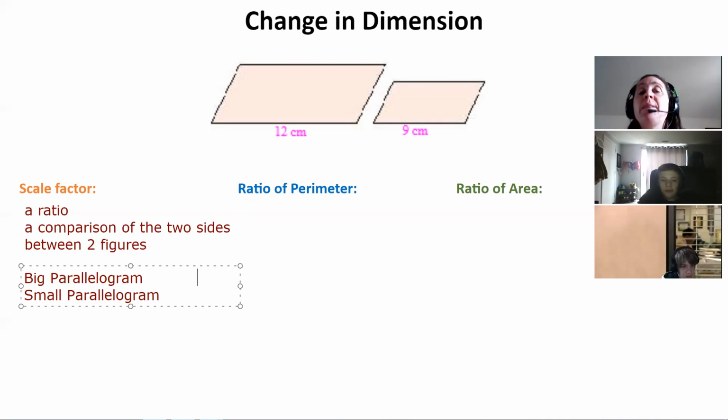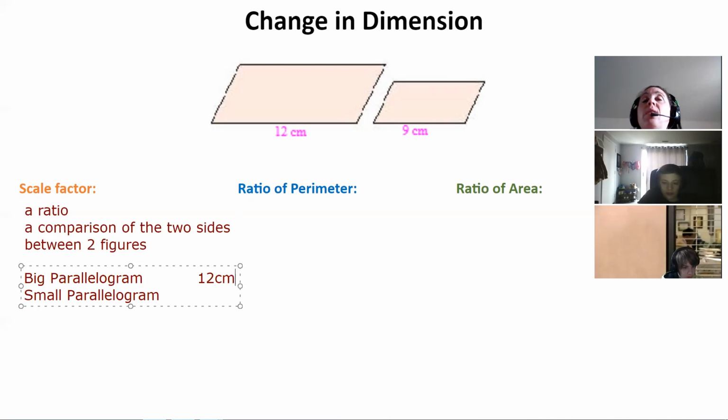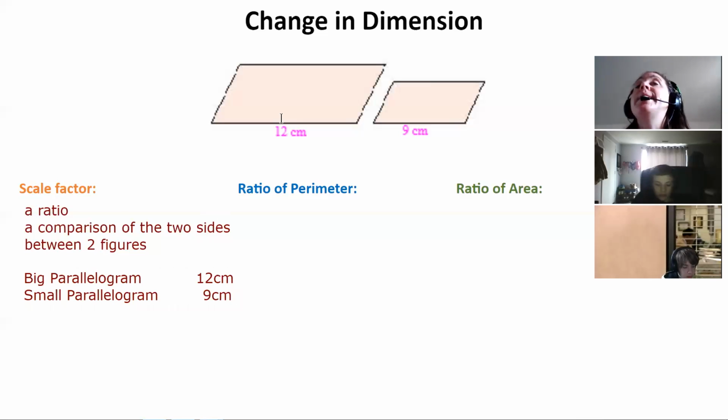The big parallelogram side is 12. And the small parallelogram is 9. Cool. So you get 12 over 9, or if you did it Isaiah's way, you get 9 over 12. It's very good. What does that reduce to? What do both of those divide by?